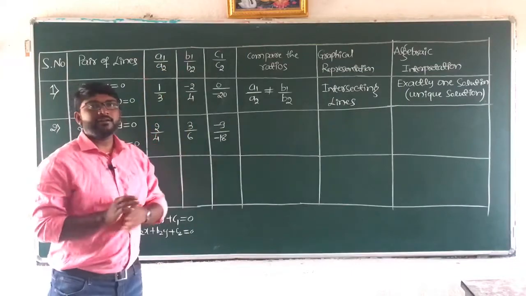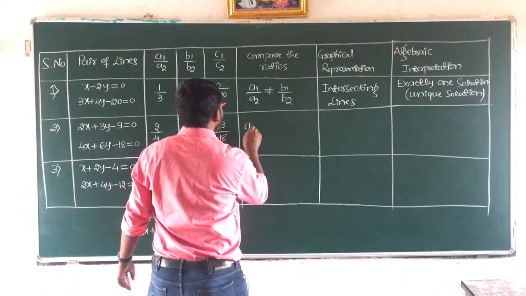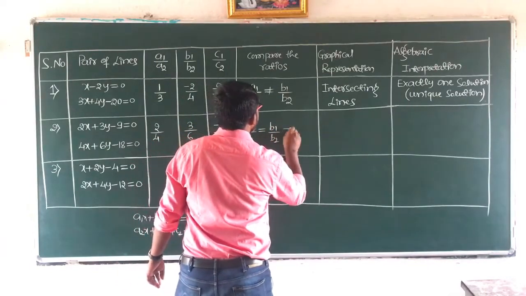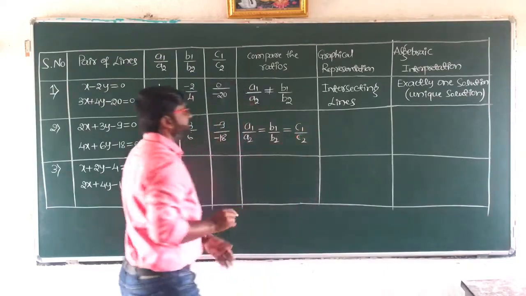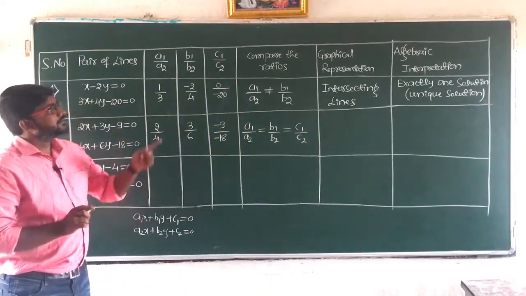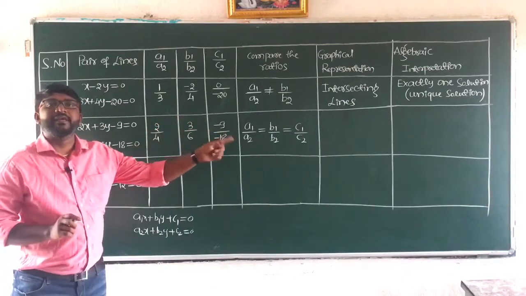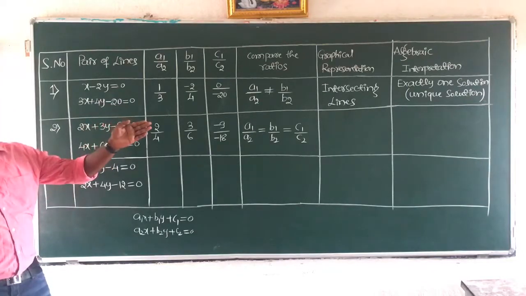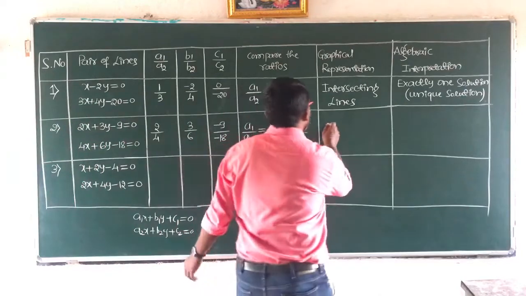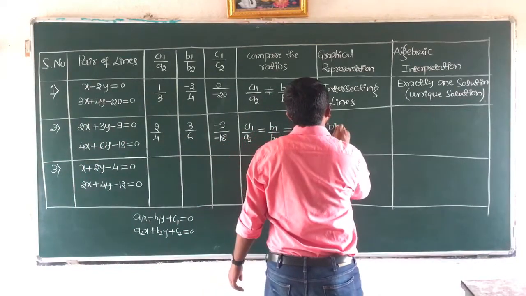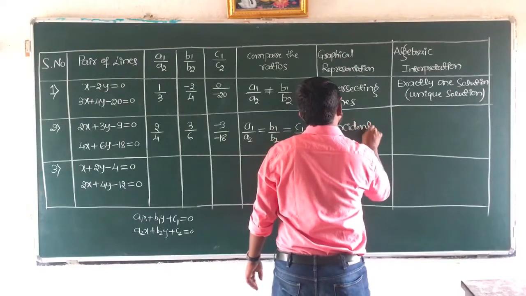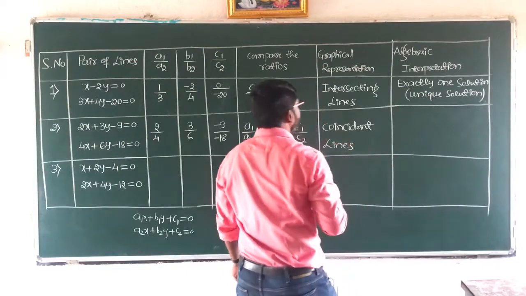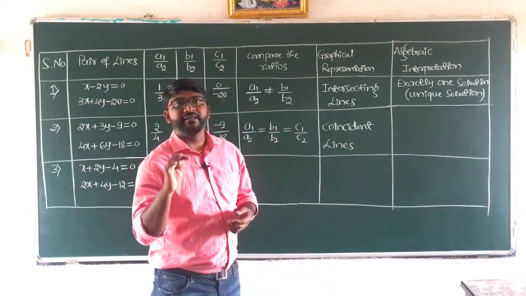All the three ratios are equal now. So A1 by A2 is equal to B1 by B2, which is equal to C1 by C2. If all the three ratios are equal, then they are coincident lines. So go back to the example problem and check the graphical representation of these two lines now. It will obviously be coincident lines. If they are coincident lines, they have infinitely many solutions.